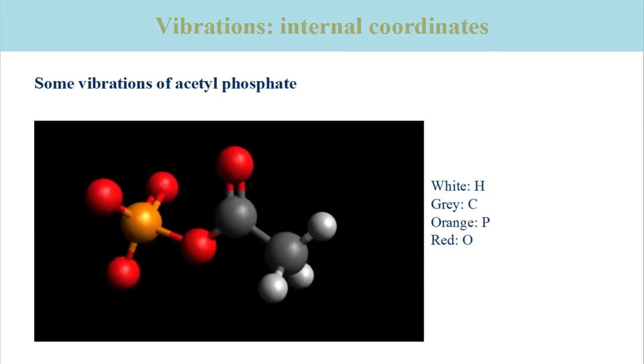I want to illustrate now the different vibrations at the example of the molecule acetyl phosphate. We have computed the vibrations of this molecule because it is a model compound for the phosphorylated form of the amino acid aspartic acid. The first short movie gives an overview of the molecule. It consists from left to right of a phosphate group, a carbonyl group, and a methyl group.